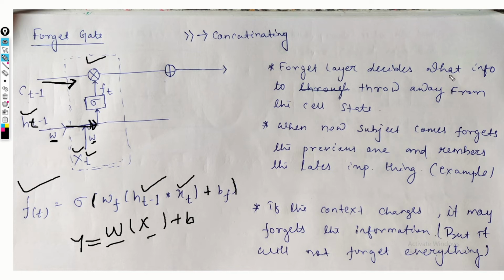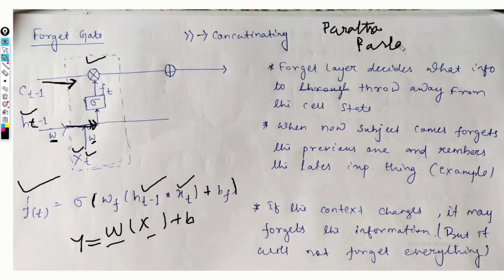So if you know what the forget gate basically does, we can read this out. The forget layer decides what info to throw away from the cell state. I showed you in the example that it first stored paratha in the long-term memory, right? It stored paratha.